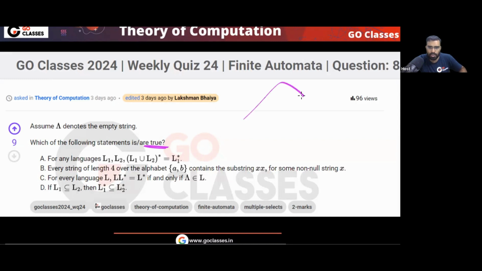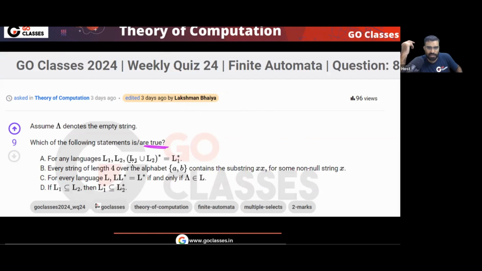We have done analysis of many weekly quizzes. A lot of questions we have done in our live sessions. This habit I have, that I always focus on what the question is asking. So you should also do this. Always read the question carefully. Now, let's see this. So the question is asking which statements are true.